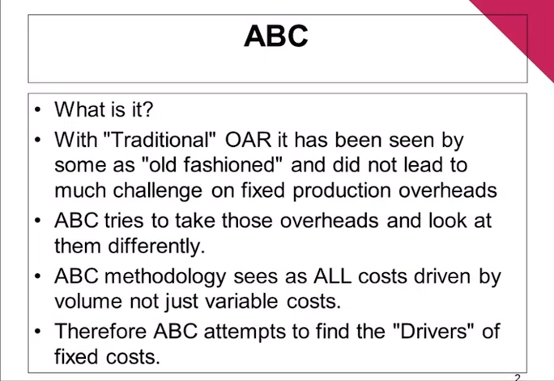So ABC, what is it? What you did last week was calculation of overhead absorption rate, and that is seen as a traditional method. If you read the textbooks or look online, it just means it's a very simple and easy, very old way of allocating fixed production overheads to your products. Activity-based costing tries somewhat to replace that, but also tries to look at your fixed costs in a different way.